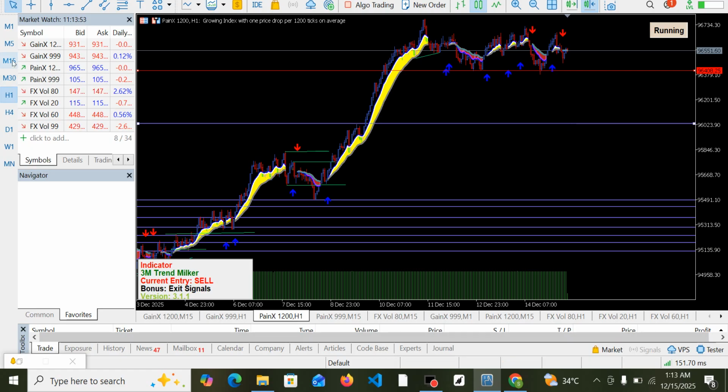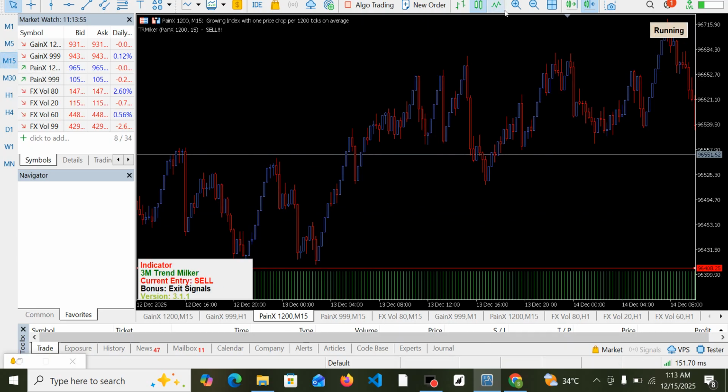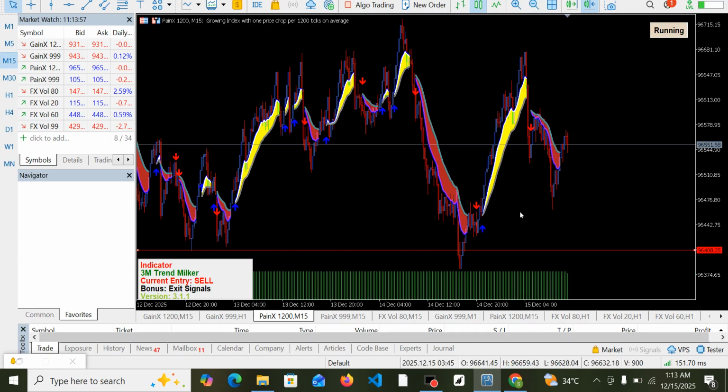So we expect more selling opportunity right from there, but we need the breakout first before it can sell. We need it to break out from here. As you can see, it is also selling at the moment. So this is going to be more of a selling opportunity for us.